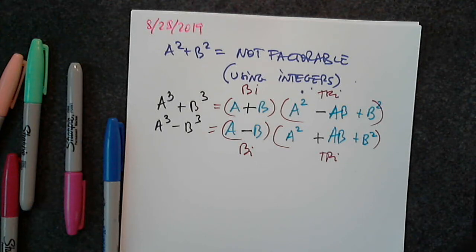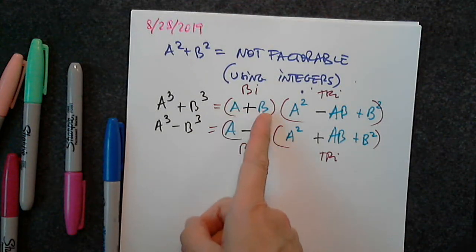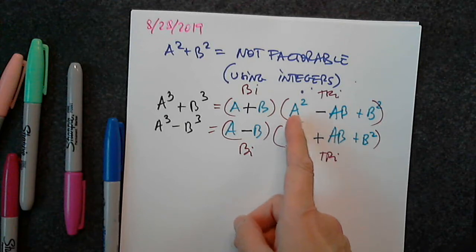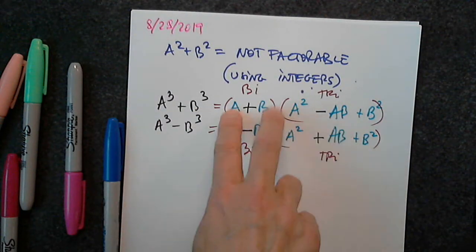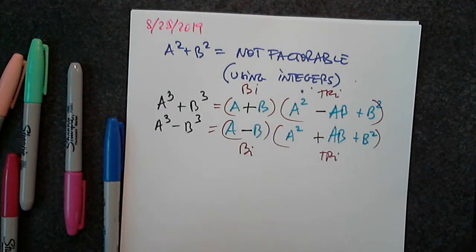Okay, that's it. Of course, I should not remember it like this. How should I remember it? As the first term plus the second term times first term squared minus the product of the two terms, first and second, plus the second term squared. Because I'm not going to get A and B. A and B is just generic, right?